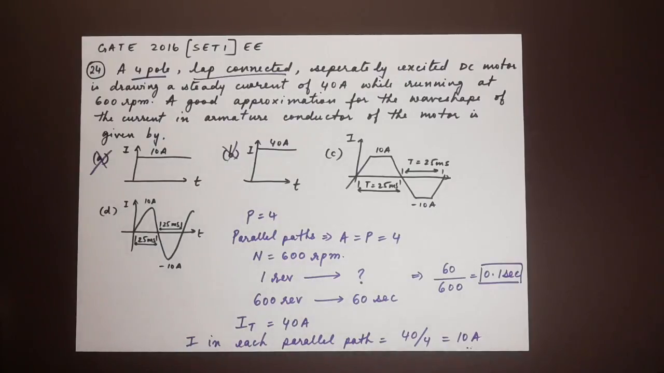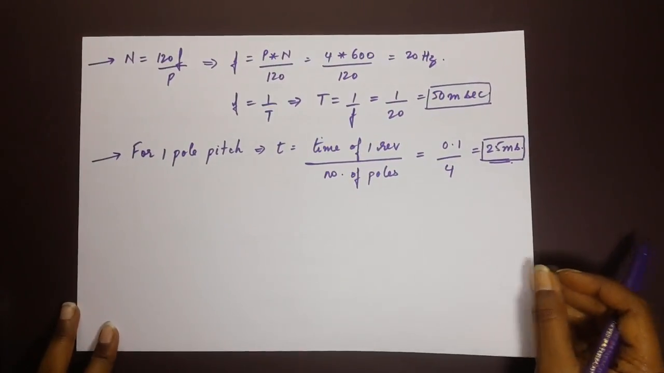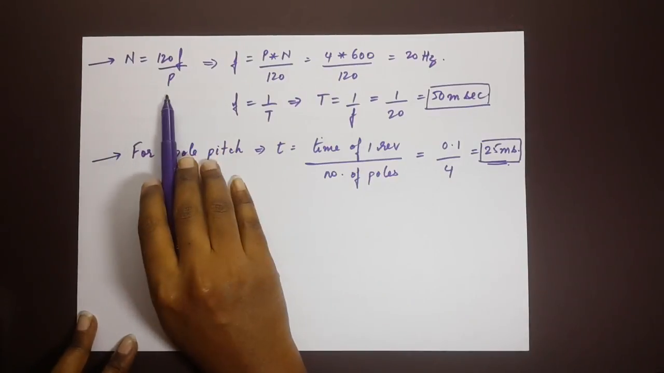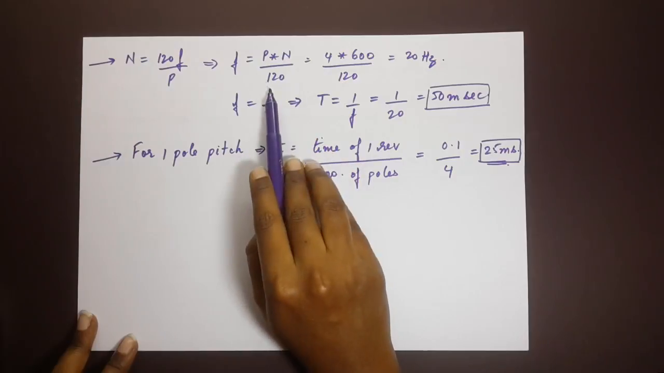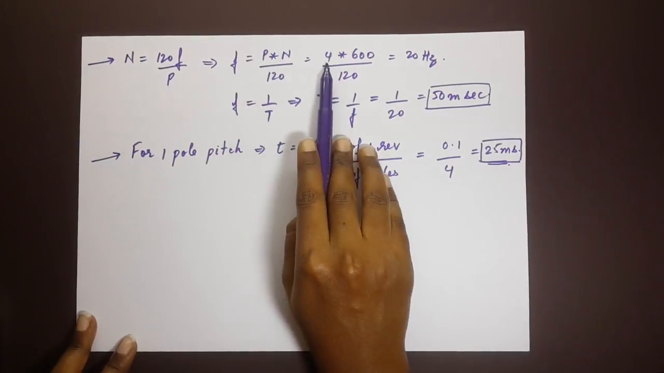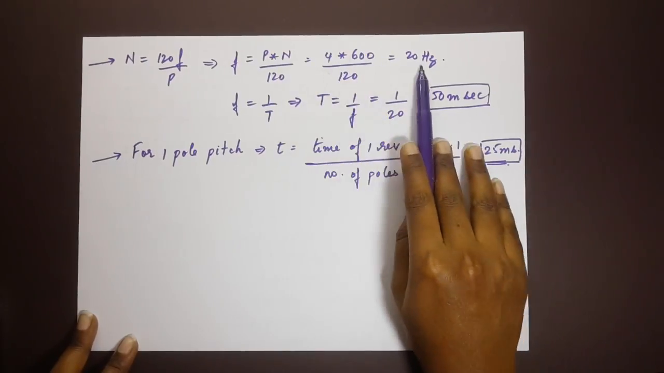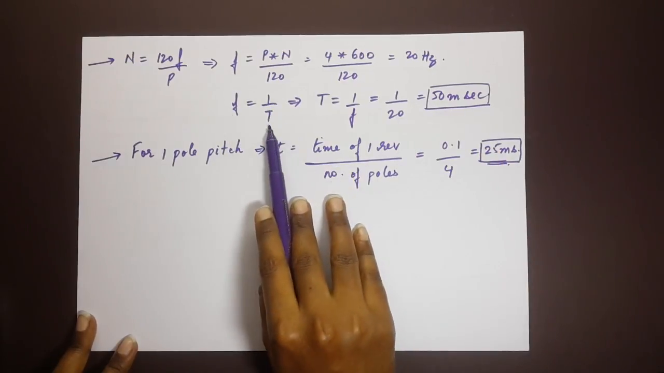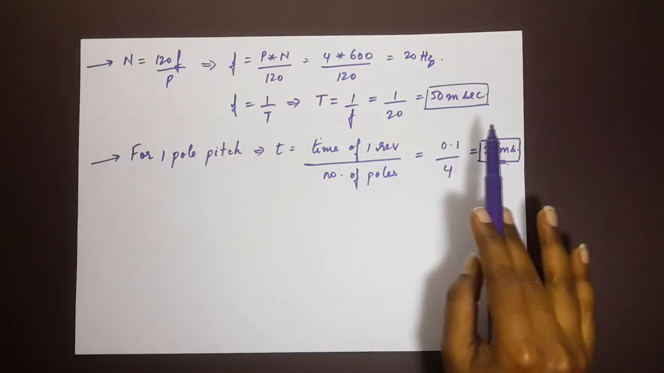Okay, so I'll show you both the methods. The first method is by taking speed into consideration. We have been given that the speed is 600, so we know the basic formula N is equal to 120 F by P. From this we can say that F is P times N divided by 120. The number of poles is 4, N is 600, divided by 120, and to solve that we get 20 Hertz. If the frequency is 20 Hertz, we can calculate the total time period of 1 complete cycle. F is 1 by T, so T is 1 by F. 1 by 20 gives us 50 milliseconds.